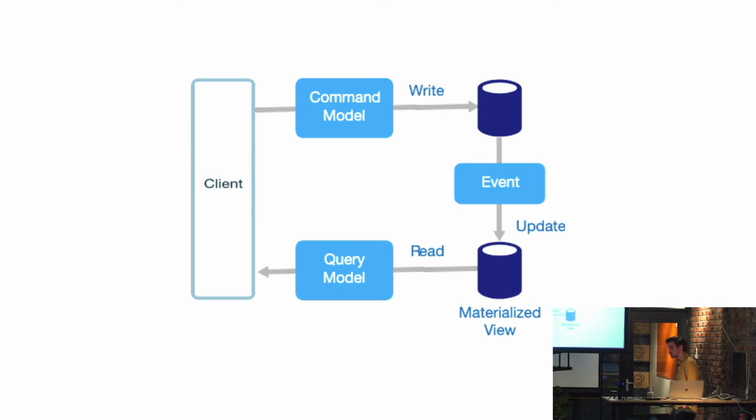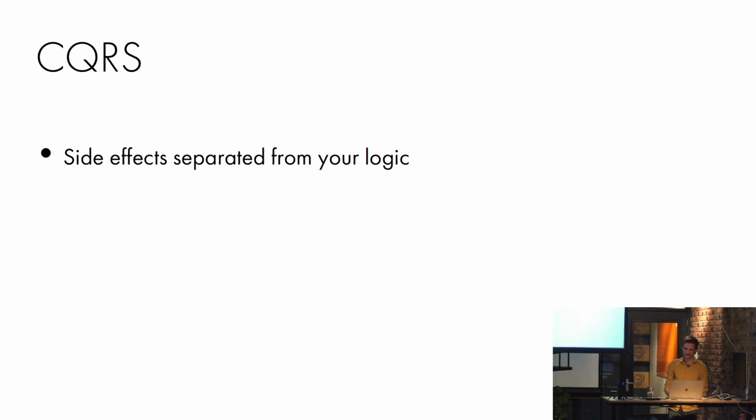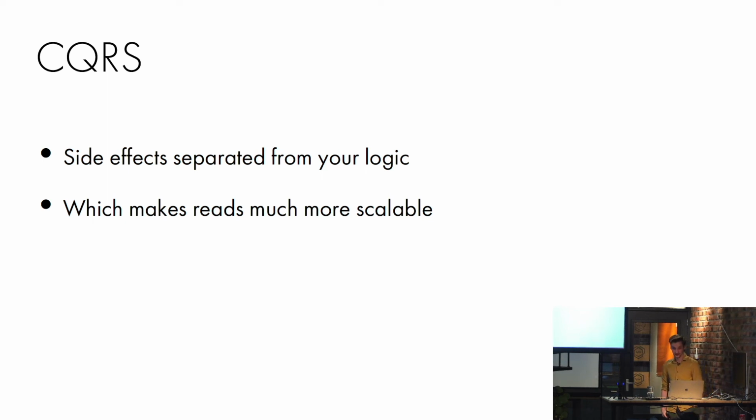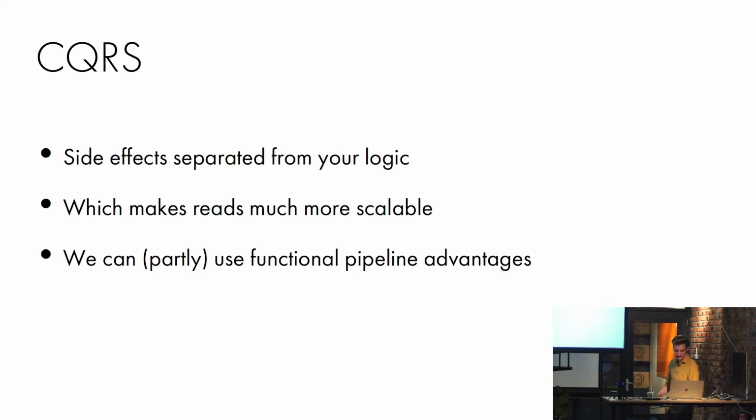So if you think about it, well, ideas are obviously coming somewhere from functional world. Why? Because this way, it's much easier for us to separate side effects from our logic. It's much easier for us to do less modifications and so on, because in reads, well, we actually do not need modifications. We only have reads. And also, it makes our reads much more scalable. And also, we can partly use functional pipeline advantages. Partly because reads are usually still from database, so yeah, we can't use it 100%. However, we have at least something. So yeah, and well, this gives us some glorious advantages.